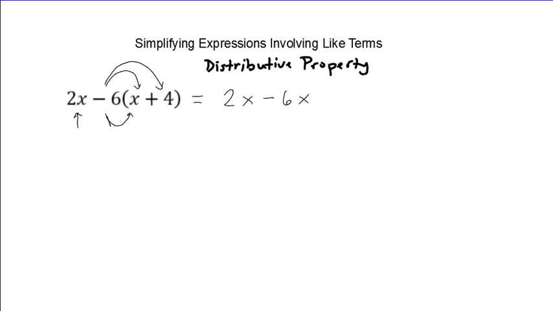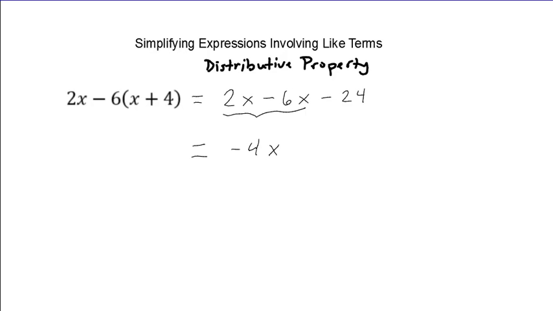Then I'm going to go back. I'm going to take the -6 times the +4. So -6 times +4 is -24. As you look at what we have left, I'm going to clean this up a little bit. You see that we do now have like terms. And so what I'm going to do is collect the things that are like. So the 2x and the -6x, those are the like terms in the problem. So 2x minus 6x, 2 minus 6 is -4x.